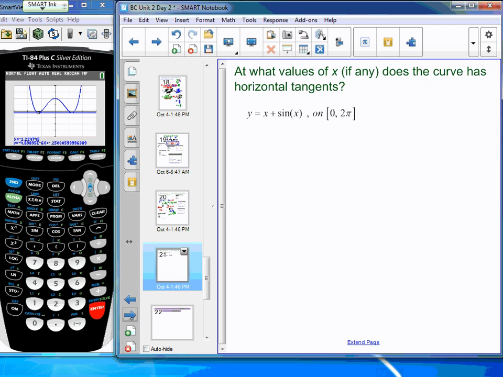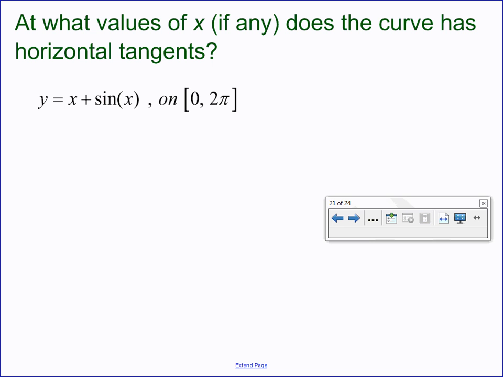All right. Well then, let's go ahead and try another. Consider what values of x, if any, the curve has a horizontal tangent, and then find them. We're going to restrict our domain, in this case, to 0 to 2 pi. So let's suppose we're looking at x plus sine of x. We're only going to look on 0 to 2 pi.